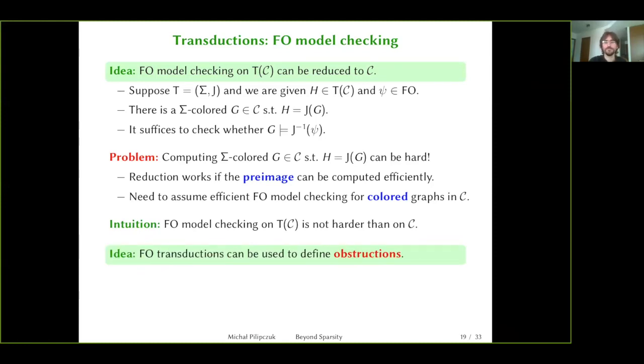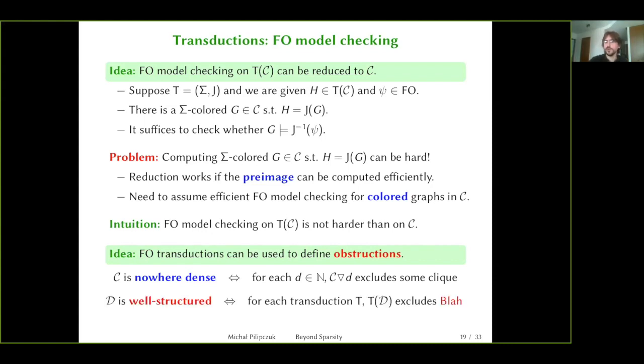So another idea here is that FO transductions can be used to define abstractions for having good structure in a graph, because essentially it is a containment notion, exactly as before. So for instance, again by analogy, when I define that a class is nowhere dense, I said that for every fixed depth, I exclude some clique at this depth. At every fixed depth, I excluded some too complicated structure.